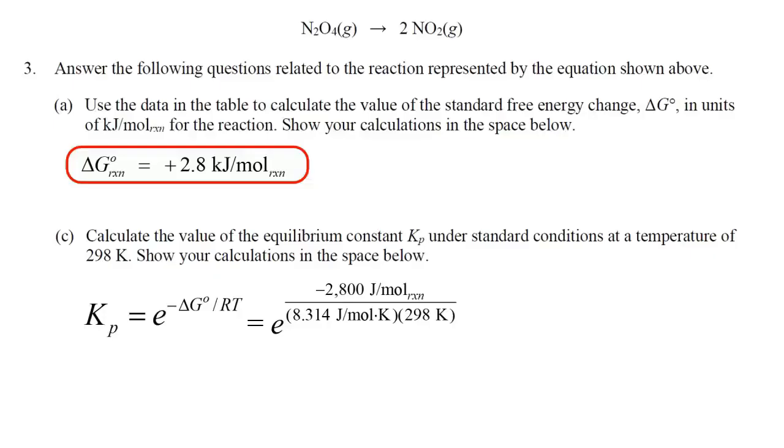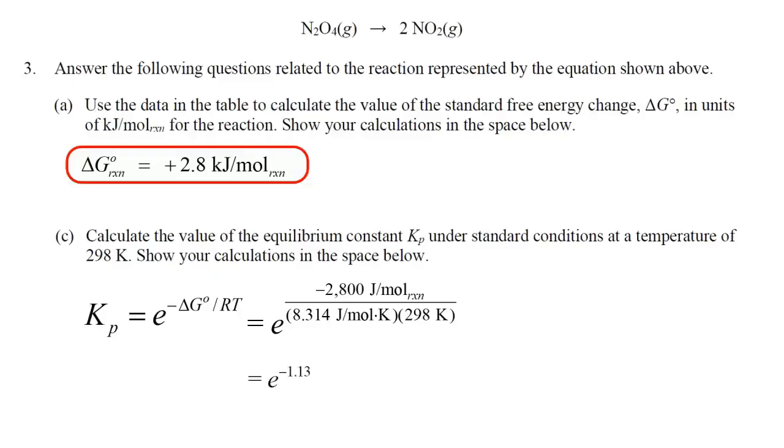There was a negative in the exponent, so you can see that featured. And when I do that math of negative 2,800 divided by 8.314, and then also divided by 298, I get negative 1.13.